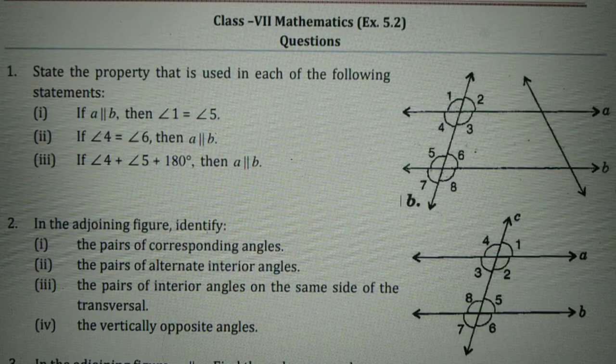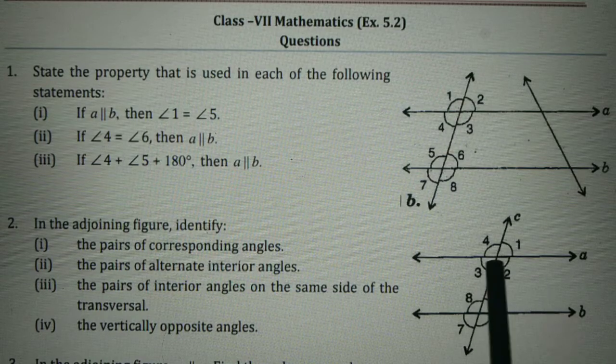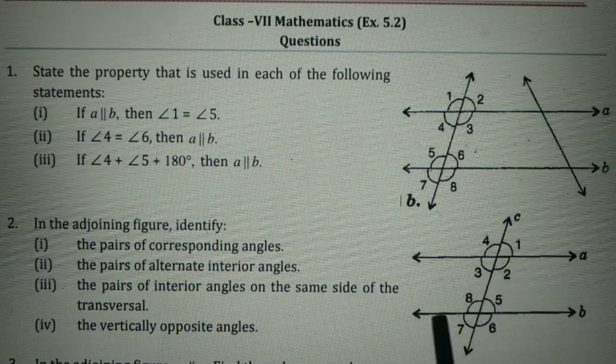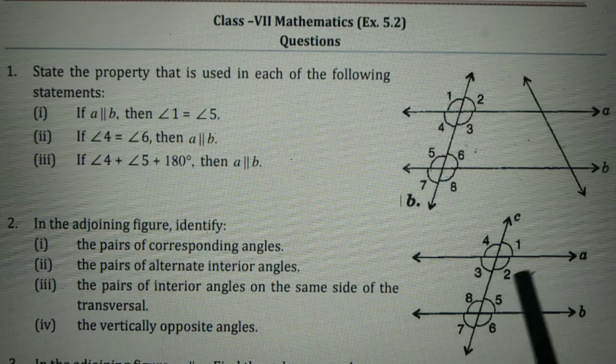Second part, the pairs of alternate interior angles. What are the alternate interior angles? 3 and 5 are alternate interior angles. Now these 4 are the interior angles, so we talk about only these 4 angles. Angle 2 is equal to angle 8 because they are alternate interior angles. Next, the pair of alternate angles we have done.